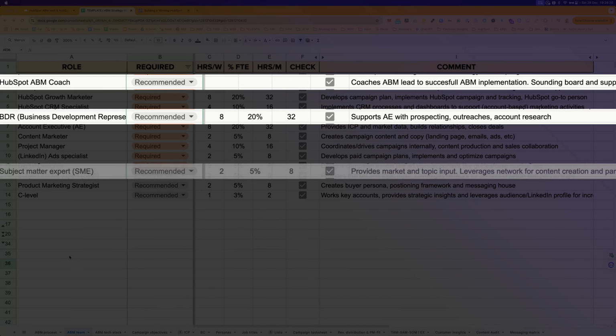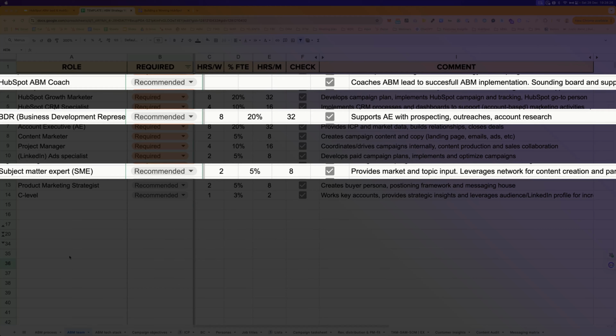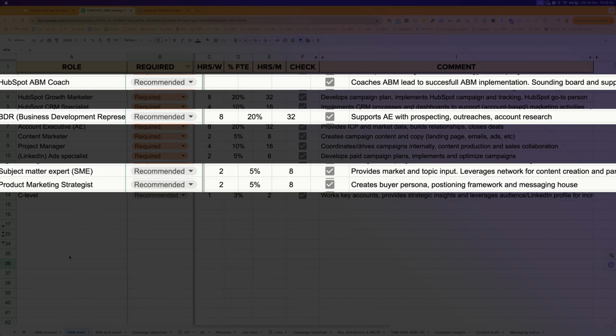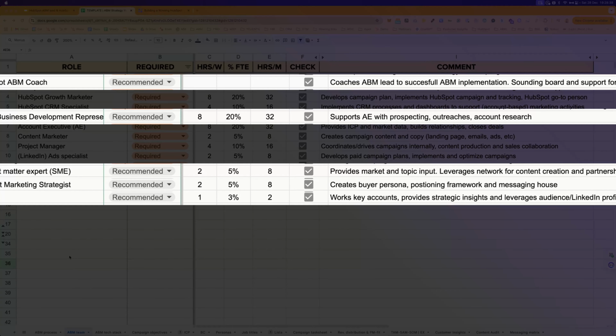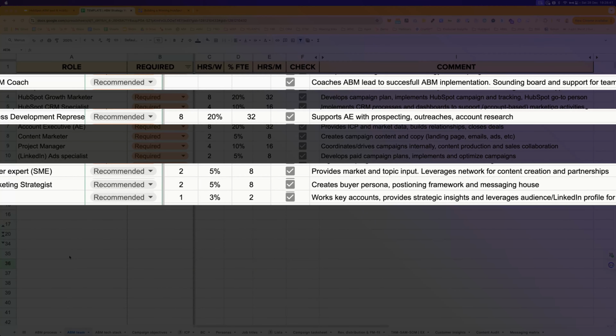I also recommend including a subject matter expert in the team to rely on for in-depth information of the market and campaign topic. The product marketing strategist can support with developing the messaging and positioning around that topic. Lastly, you can include C-level team members to support with executive buy-in and leveraging the network to provide warm intros to key accounts.